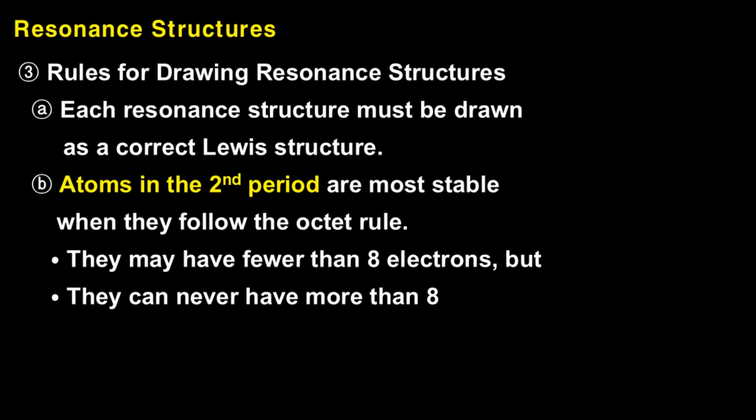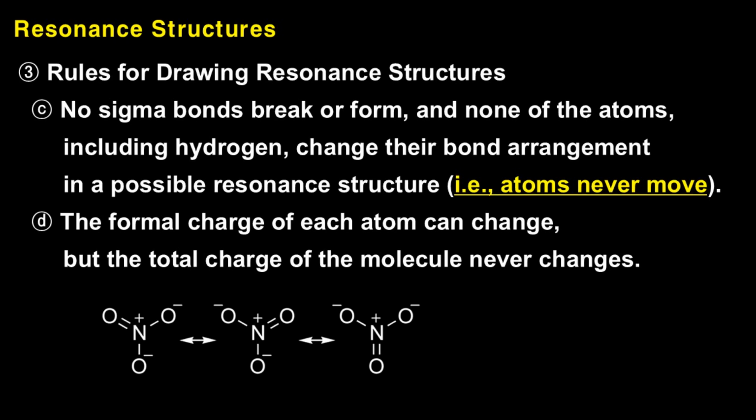So as long as each resonance form respects those basic guidelines, it can be considered a valid structure. Another important rule is that in resonance structures, only the electrons move. The atoms themselves stay in the same place. So pi electrons and lone pairs can shift around, but the positions of the atoms don't change, and we never break or form sigma bonds.